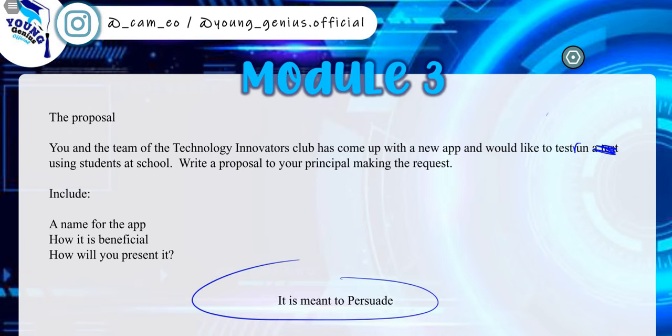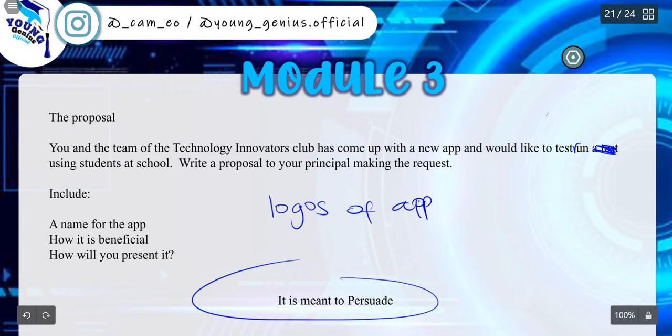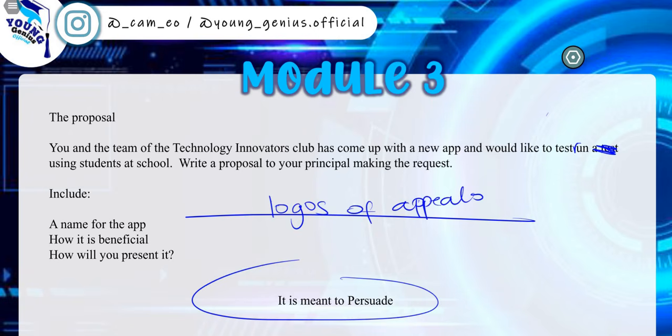Now, this proposal is supposed to persuade the person who you're making the request to give you your way. Kind of sounds weird, but yeah, you want your way, so you're going to pull out your techniques. Now, before I go into anything, ensure that you guys know the different logos of appeals, right? Because sometimes they're going to tell you to talk about that in your pieces, so to tell how you can use those appeals and which ones you'll use and how that will help your proposal, right?